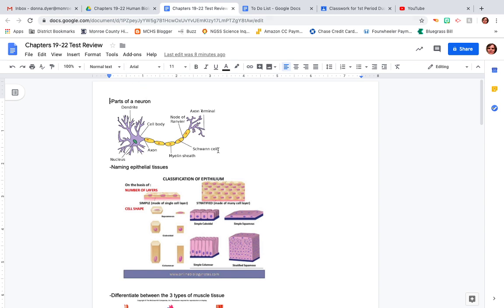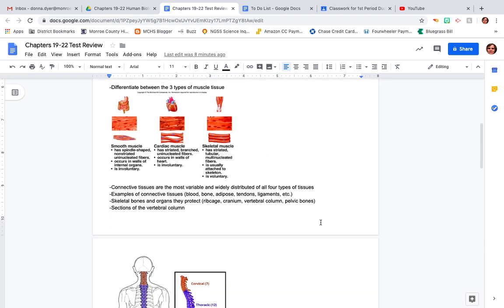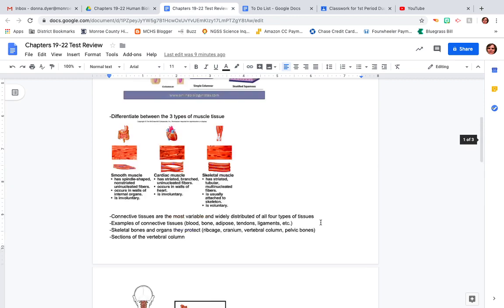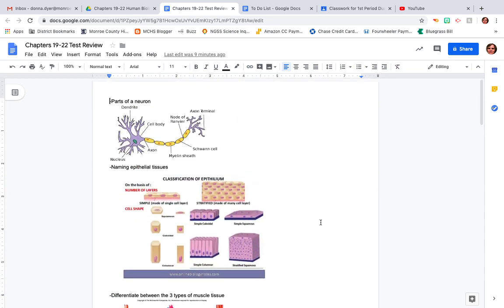Okay, so let's talk about the exam that you're going to be having tomorrow over chapters 19 through 22. This unit was over different tissues. It was also over skeletal system, muscular system, circulatory system, and respiratory system. So quite a bit of information, but again, we just barely skimmed the surface of this. So in chapter 19, we talked about tissues.